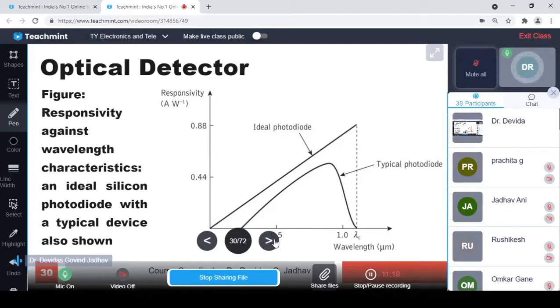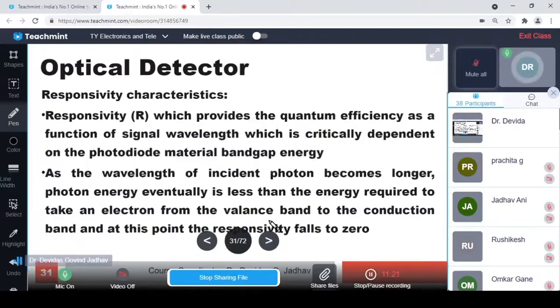Responsivity, which provides the quantum efficiency as a function of wavelength, critically depends on the photodiode material's band gap energy. As the wavelength of the incident photon becomes longer, the photon energy eventually becomes lesser. At a certain point the responsivity falls to 0. This is called the cutoff wavelength.